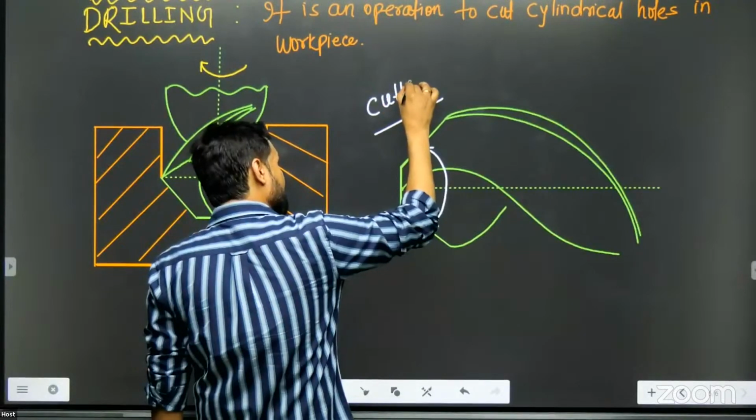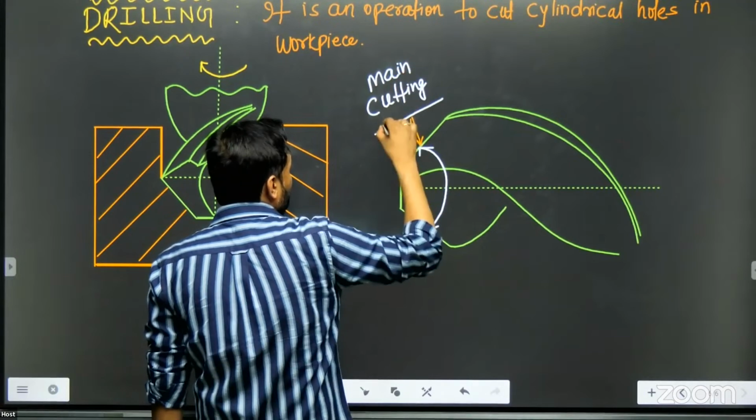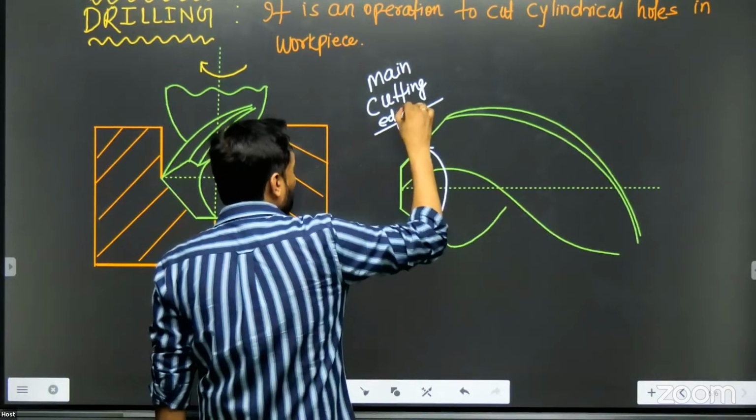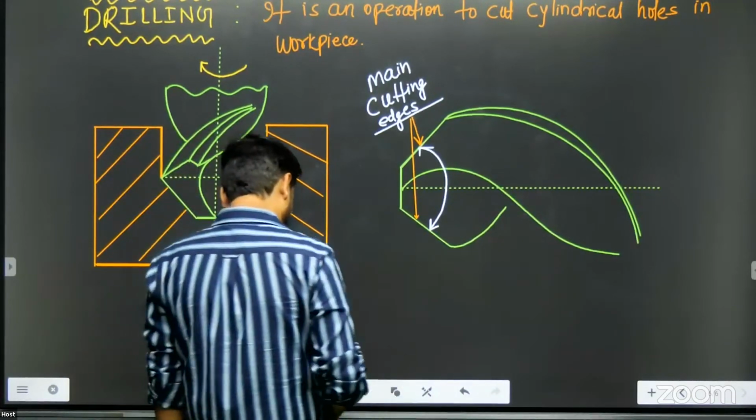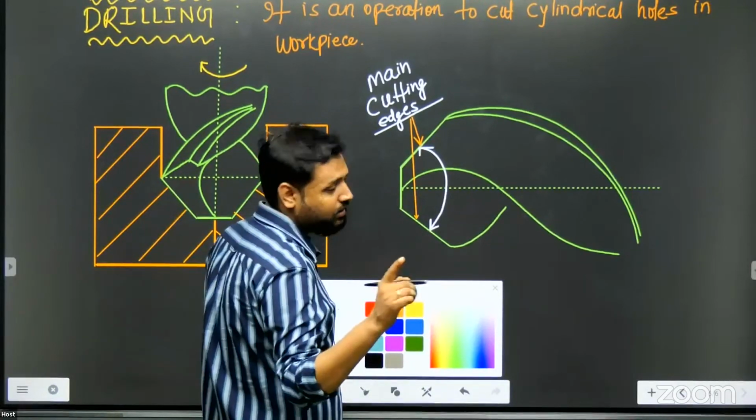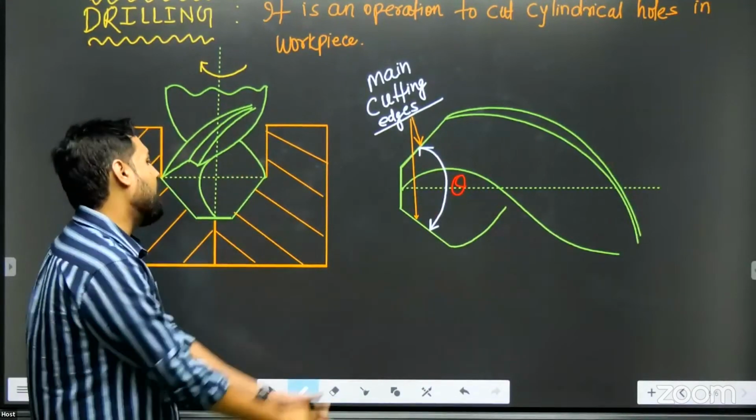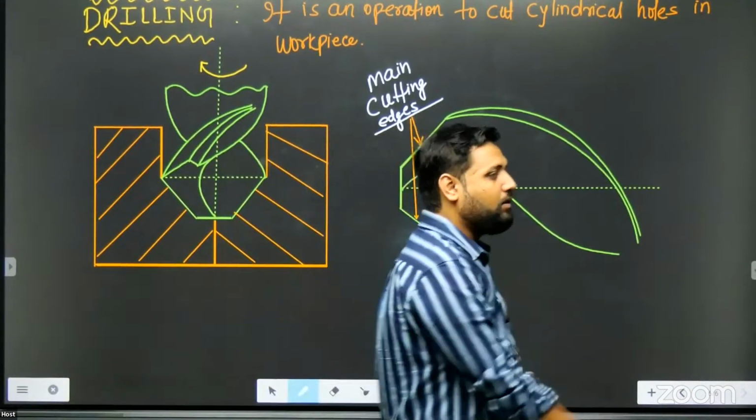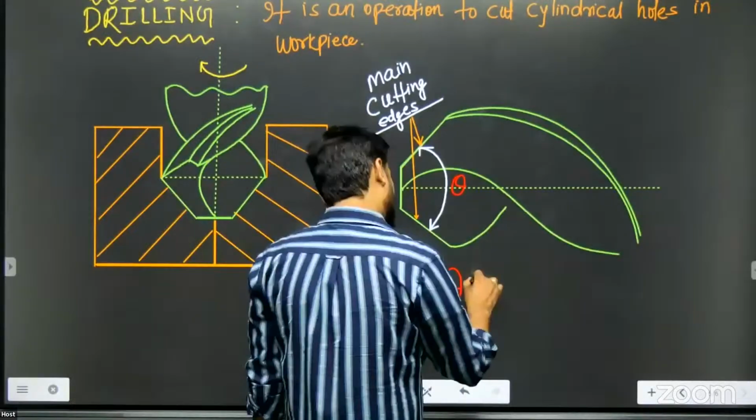Yes sir. So by the way, out of these 5 cutting edges, these are the 2 main cutting edges. And that angle made between these 2 main cutting edges, don't worry, I'll explain how 5 cutting edges. Not now, tomorrow. So this angle is theta. And here this angle theta is what we call as point angle. Kaun sa angle? Point angle. Yes. So theta is what we call as point angle.